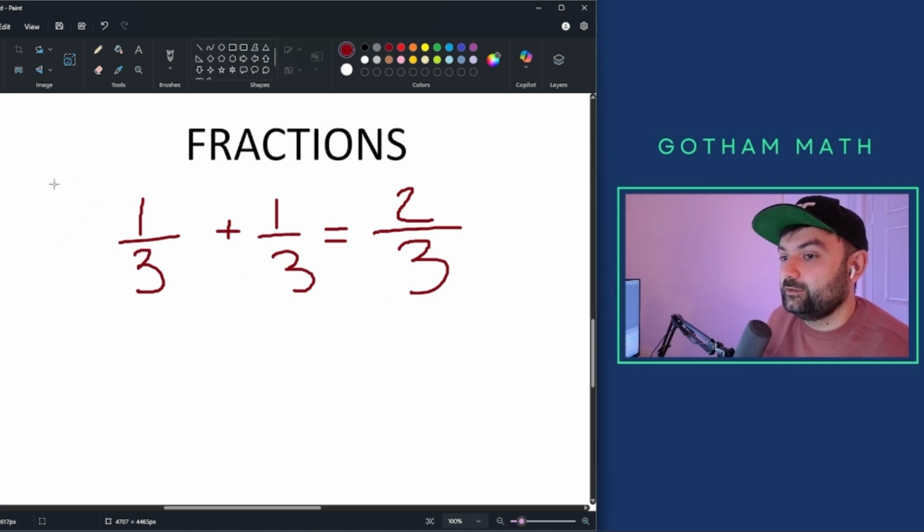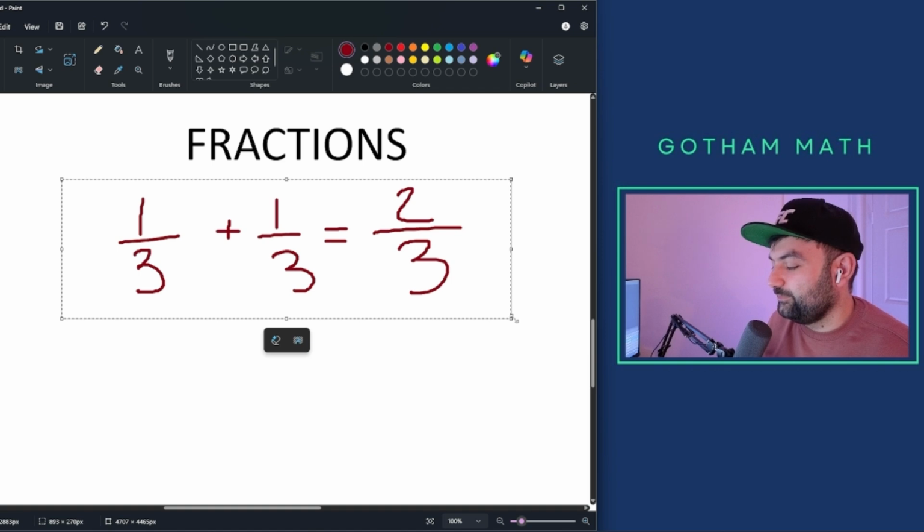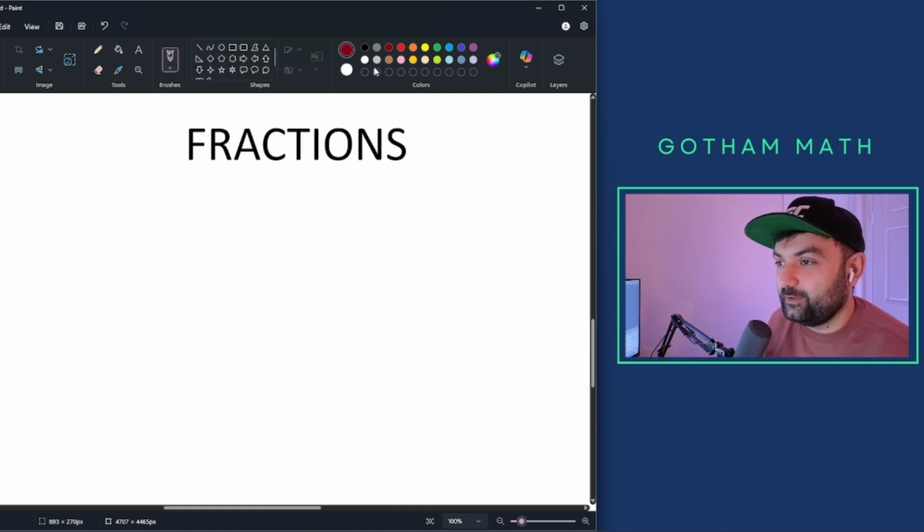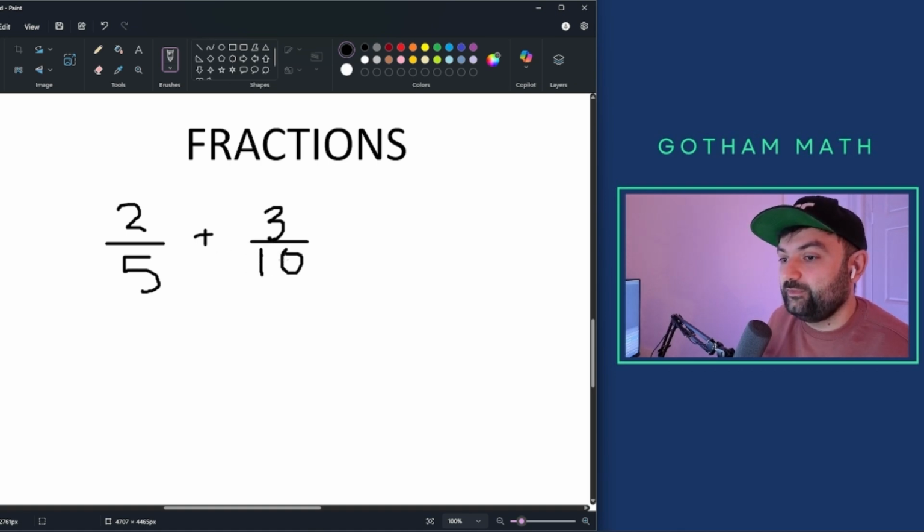All right, but this is not the most difficult part, obviously. The most difficult part in addition and subtraction of fractions is when denominators are not the same. Let's say we have 2/5 plus 3/10. If the bottom numbers under each fraction are not the same, you're not allowed to add those fractions until you make the denominators the same. So you can make them the same first and then you can add them.